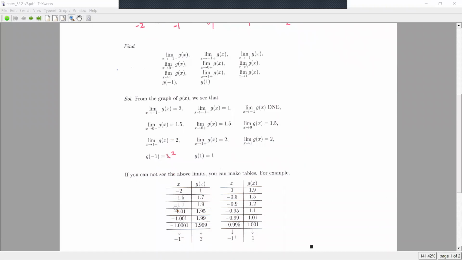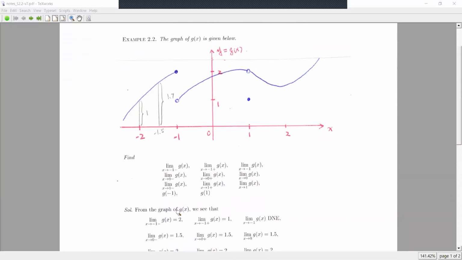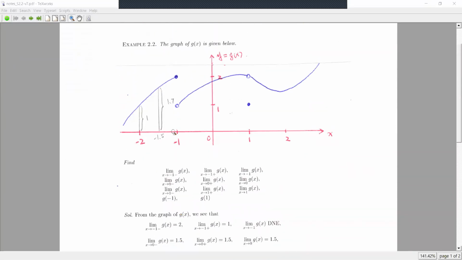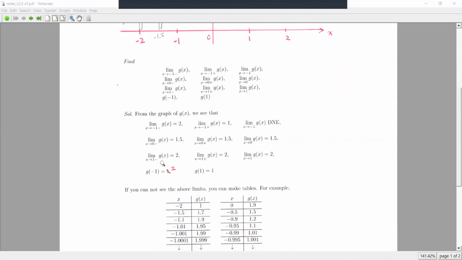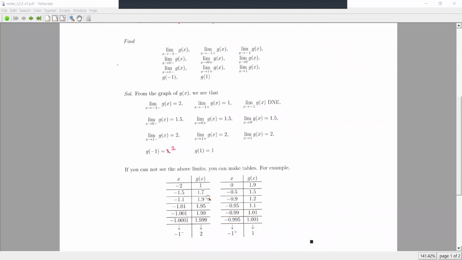Similarly, when x is -1.1, -1.1 is about here. Now, draw a vertical line from negative 1.1, then to the curve. This height, I guess, is about 1.9.